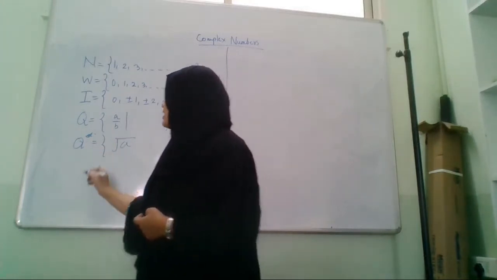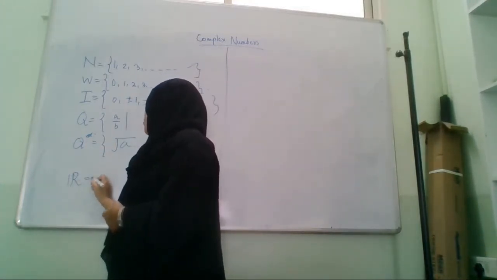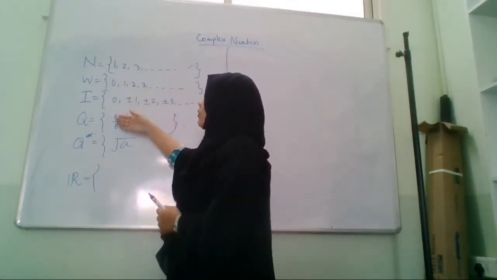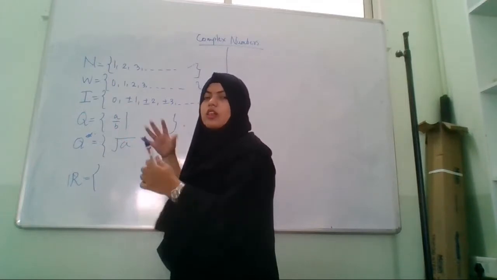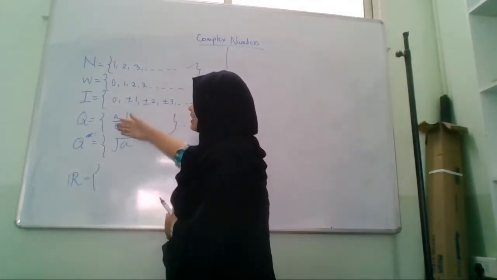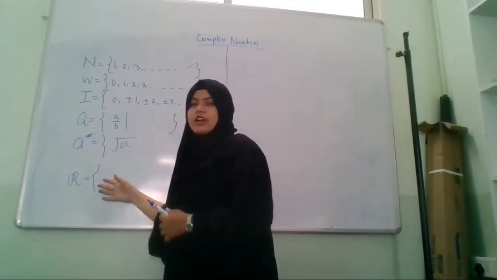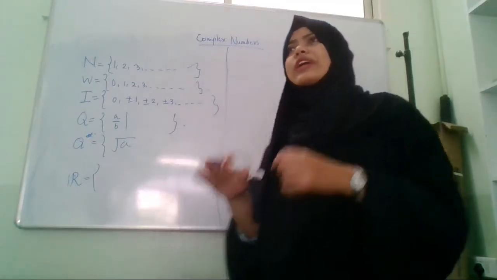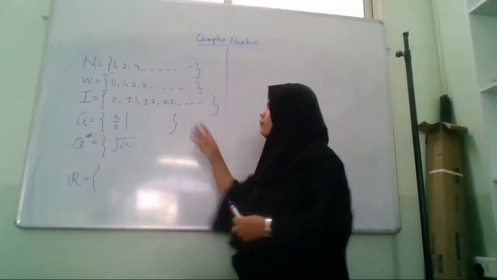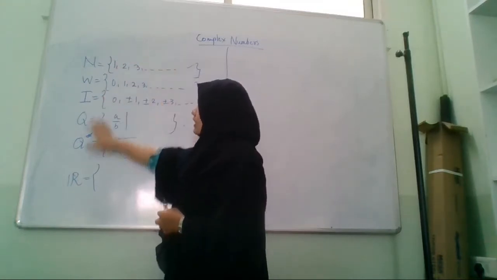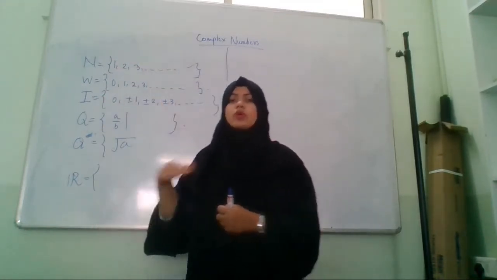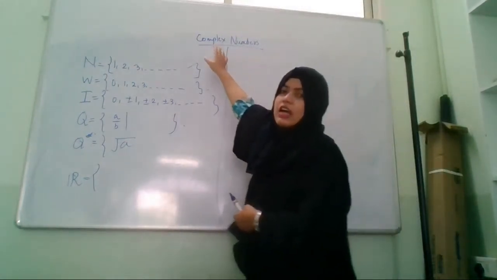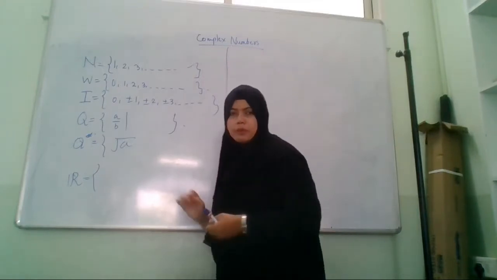Now the next is the set of real numbers. Set of real numbers means it contains all the numbers: positive, negative, a upon b form, root, all the numbers. That means all these sets are subsets of this bigger set, that is the set of real numbers. So in your school, till your 10th standard, you have studied these types of numbers. Now today we are going to see another set of numbers, that is the set of complex numbers.